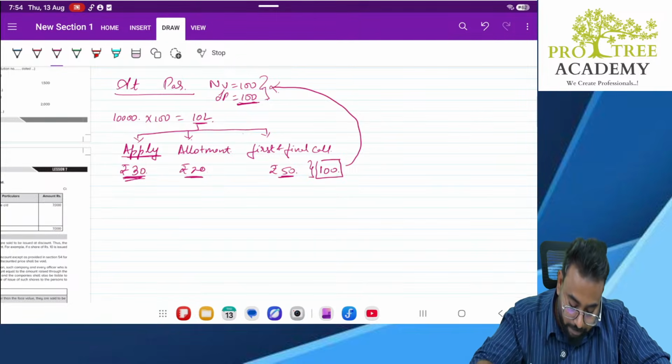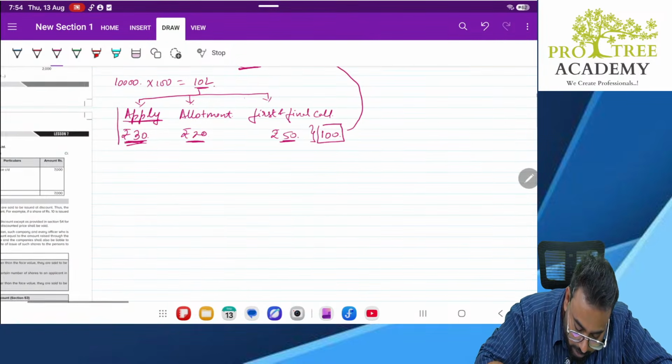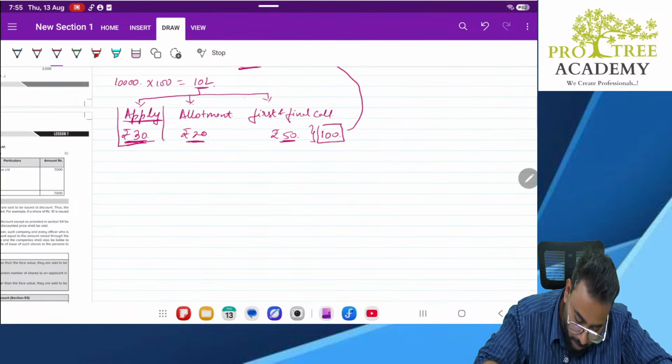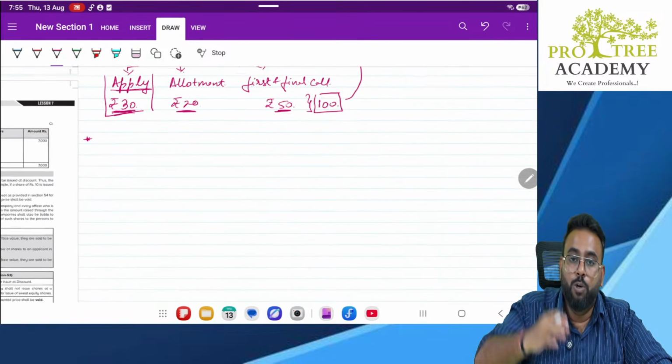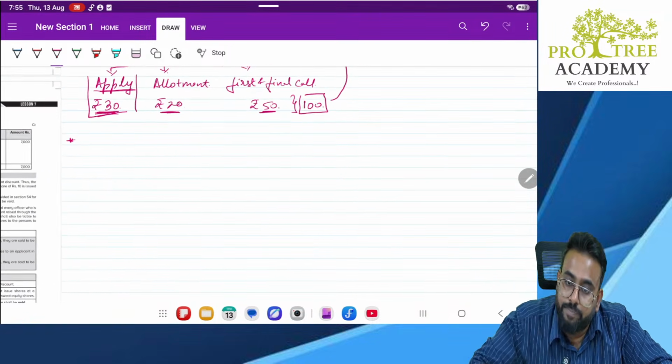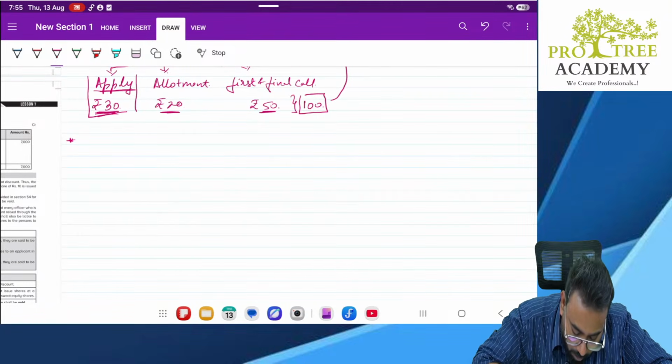Clear? Now let's see the journal entry for this first. What is the journal entry? You will receive the money from people. Correct? Where will that money come to? To my bank account. So the bank account will go up.